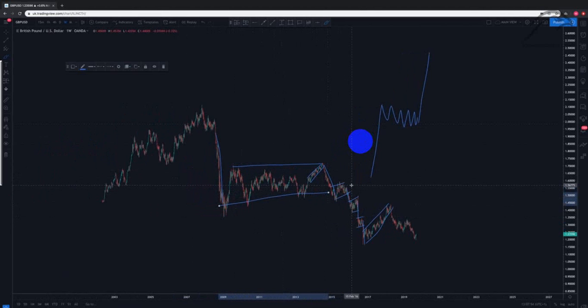So that is impulse and corrections. That's literally just how the market works. That's not the strategy part of it. That's for you to just understand that's how it's working. Now we're going to be moving on to the other concepts that just build on understanding the entire strategy.